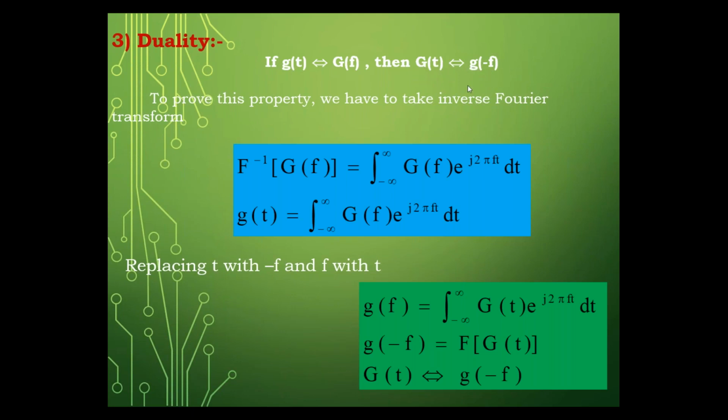Please try to understand. When you write the Fourier transform of a time domain signal, generally we represent the time domain signal with a small letter and its transformation in capital letter. So here, when you apply the duality property, your time domain signal you need to represent with a capital letter, and the frequency domain signal you need to represent with a small letter. So this is what the duality is. Please try to understand.